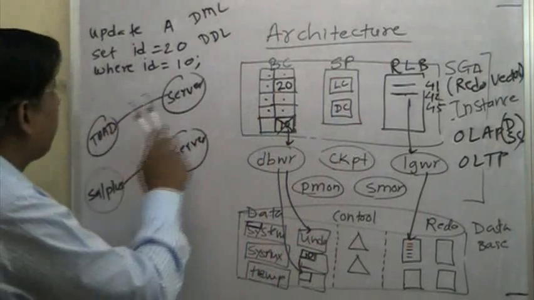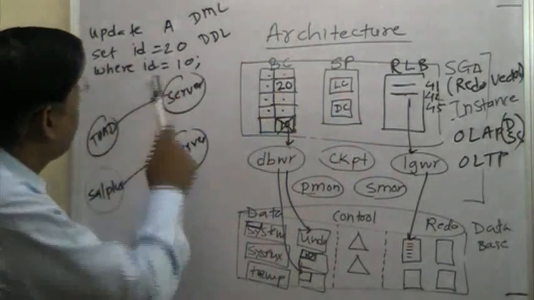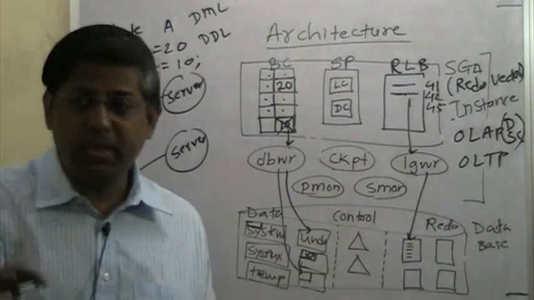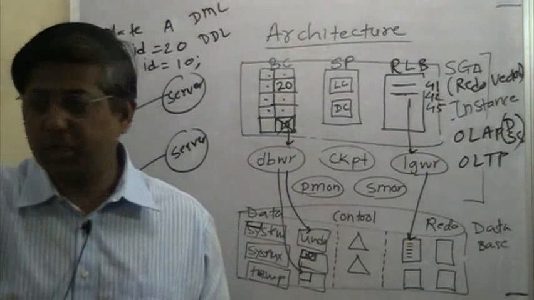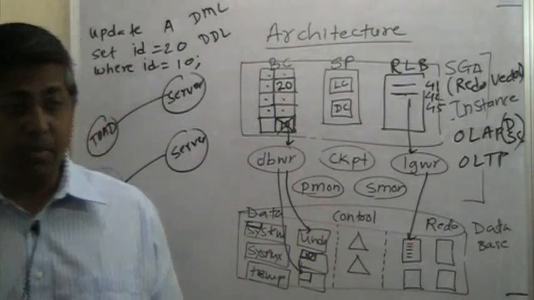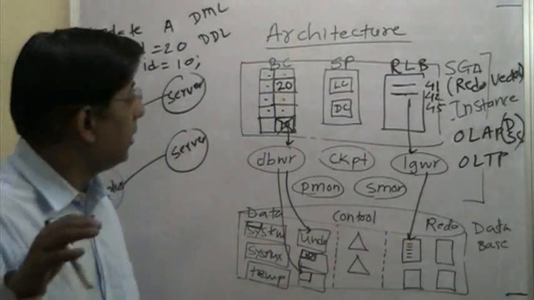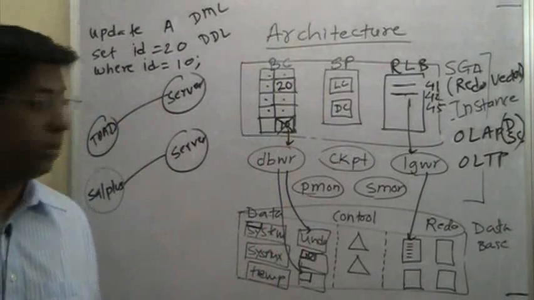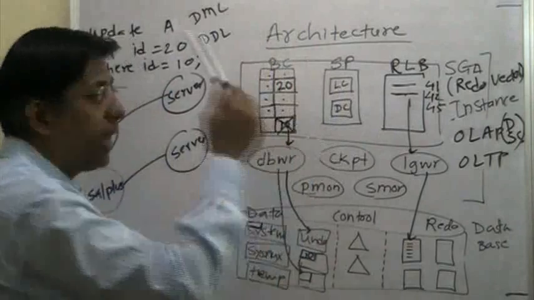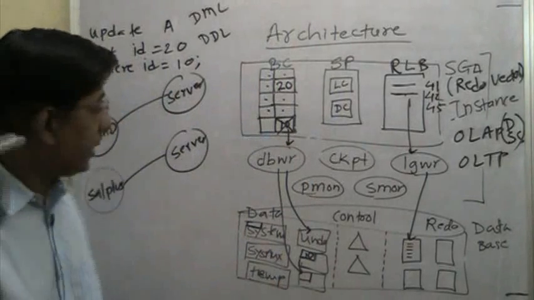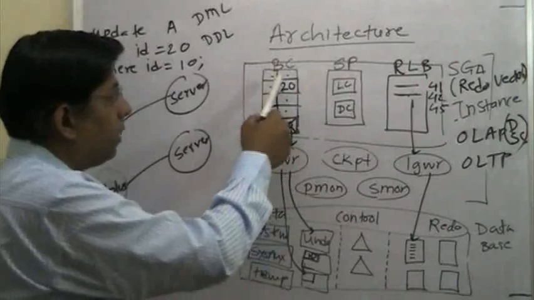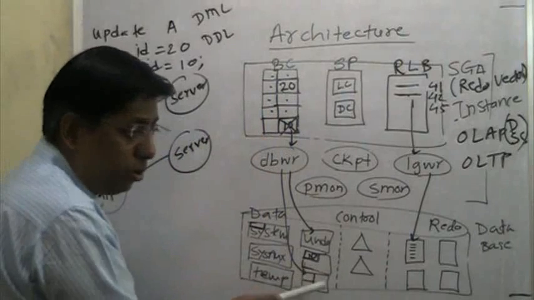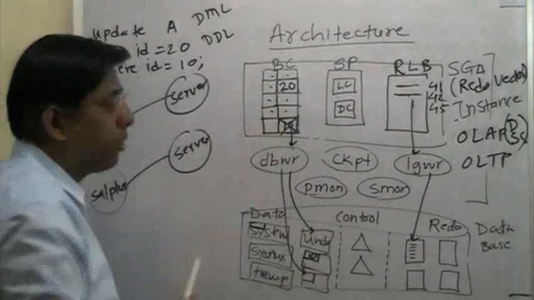After the authentication, the user fires a command: update a set ID equal to 20 where ID equal to 10. The first thing that starts is parsing. I'm not going into the details of parsing now. The syntax check will happen, the semantic check will happen, and the execution plan will be generated if it is not there, then stored in the library cache for somebody else who might execute the same thing. Then the execution will start. Is the data that I require already in the buffer cache? If not, it will be brought by the dedicated server process from the appropriate data files. All the required blocks will be brought into the buffer cache.